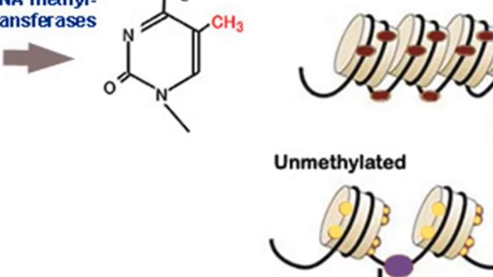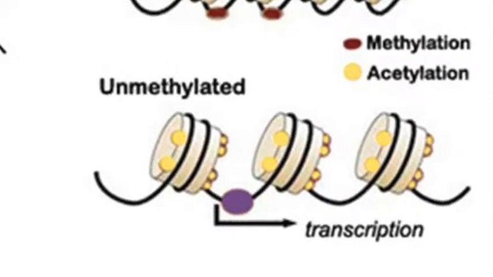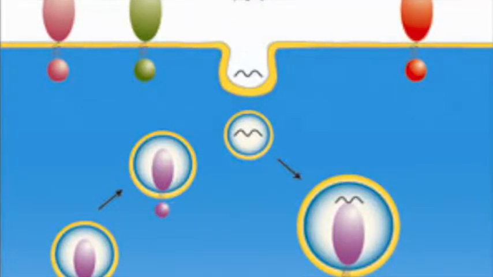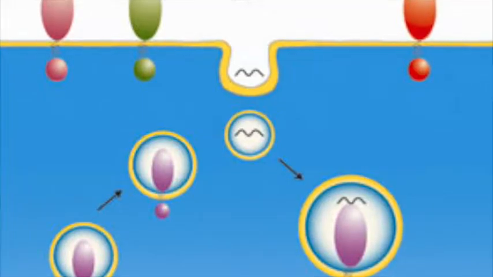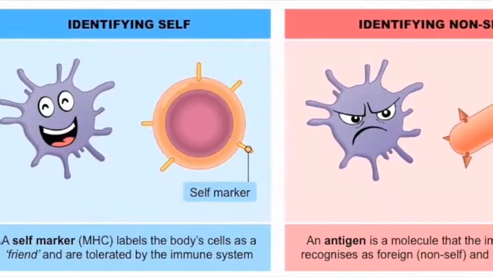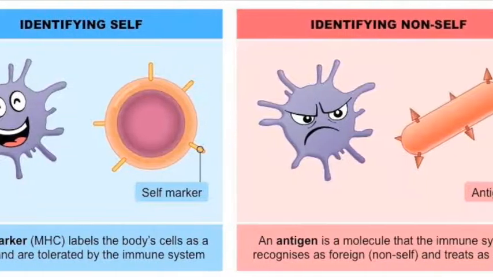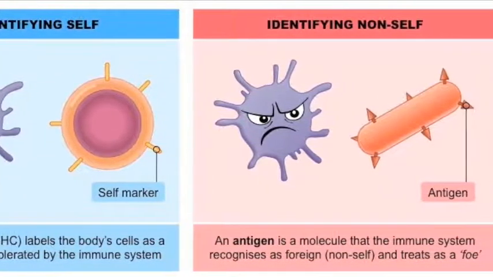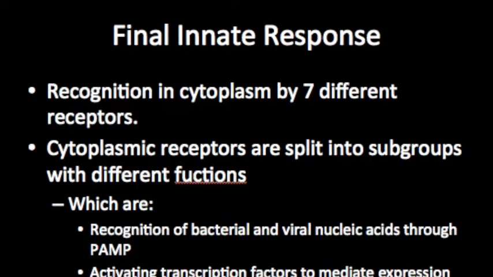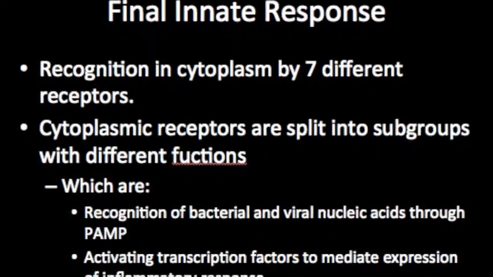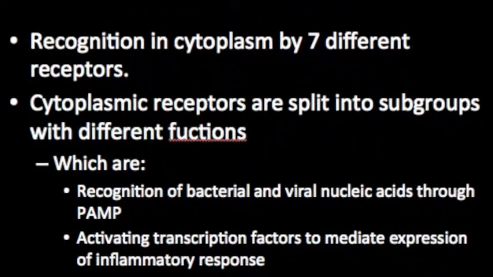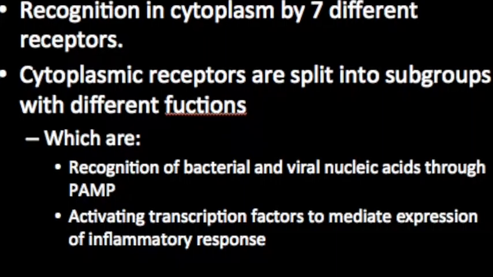Well, what is the function of TLR9? TLR9 is able to detect unmethylated CpG DNA, which differs from human DNA in that it becomes methylated later after replication. In short, TLR9 lets the body know that this CpG DNA is non-self. The final innate response used to defend against Legionella pneumophila is recognition in the cytoplasm by seven different receptors.